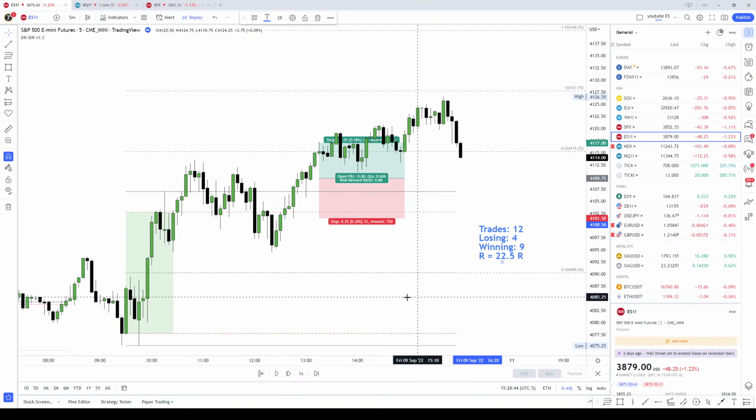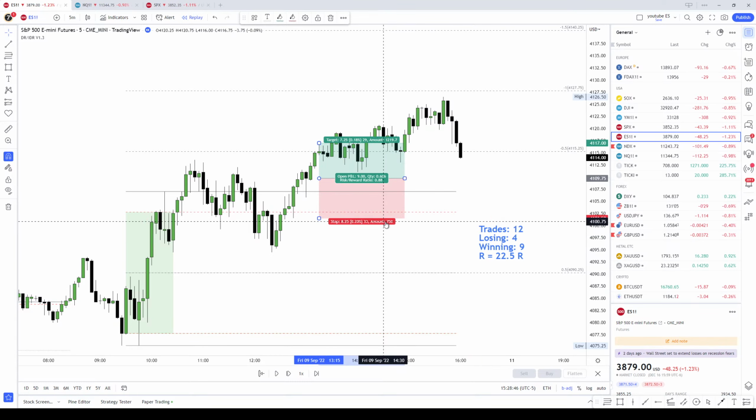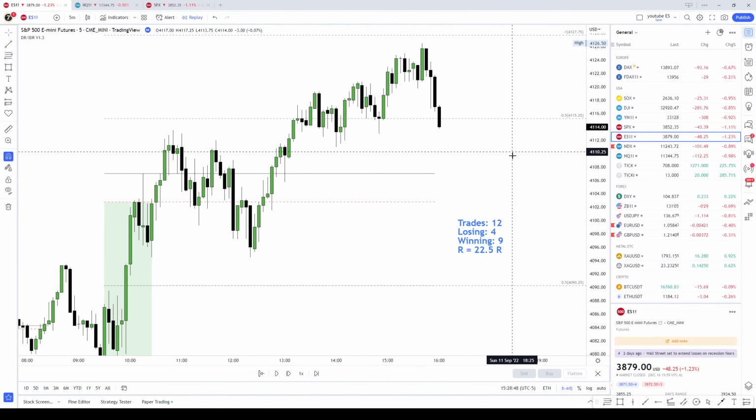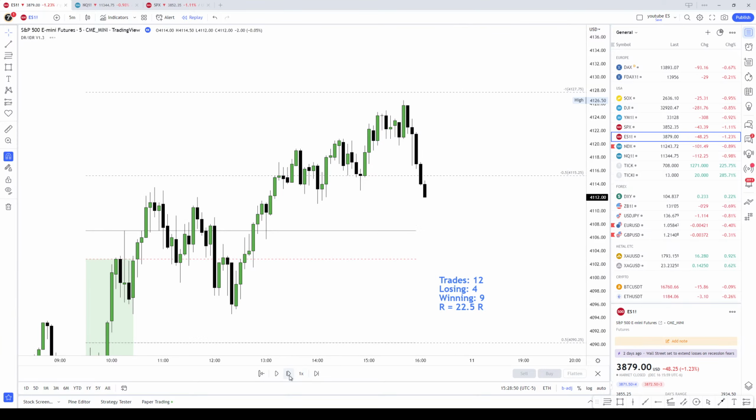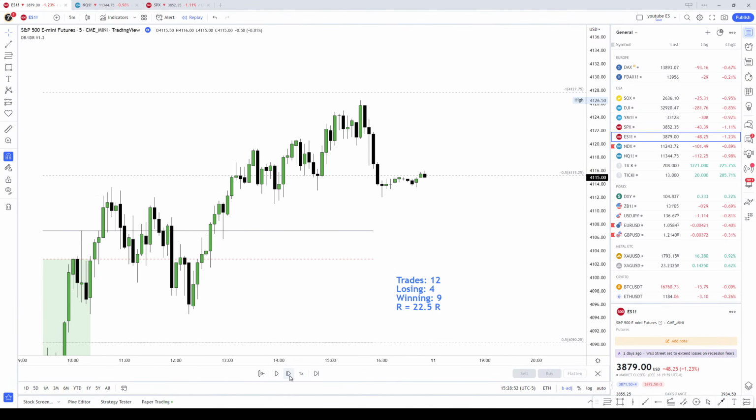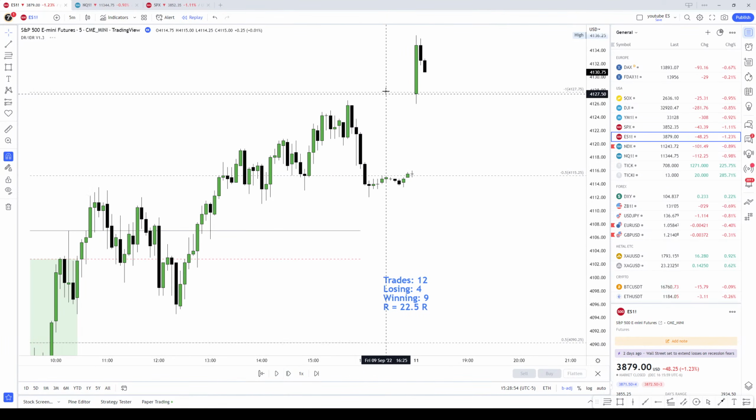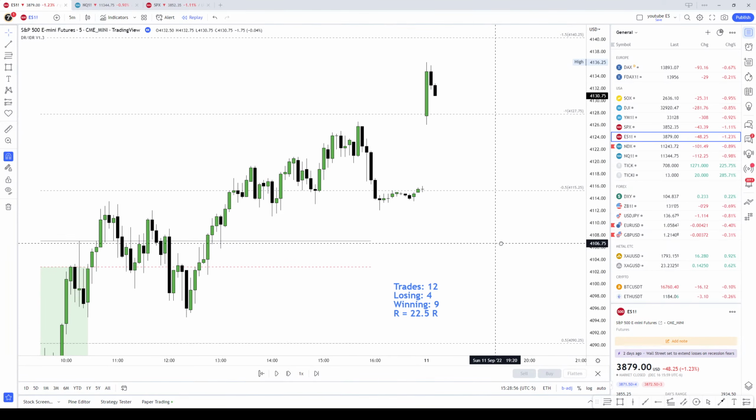Just out of curiosity, because this price action is very interesting, I just want to see how we end this scenario. So that's Friday close. Yeah. Okay.